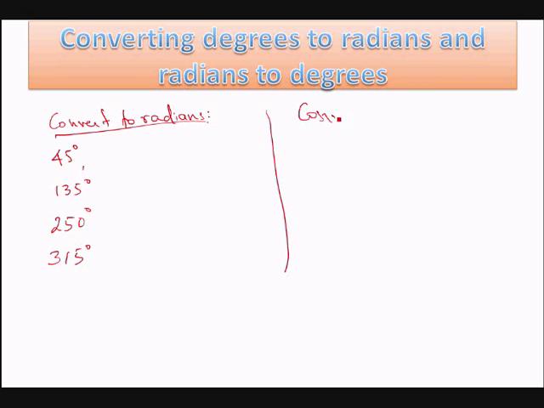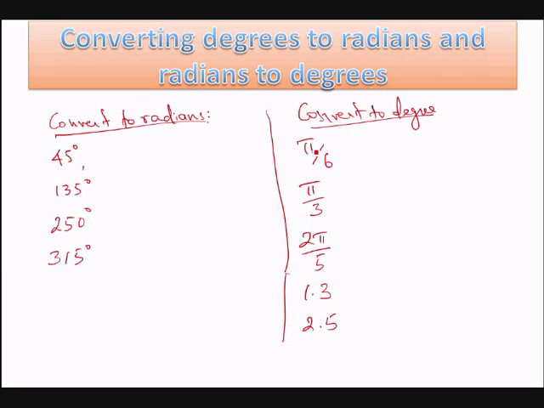Convert to degrees. I'm going to give you radians and you can convert them to degrees. Pi over 6, pi over 3, 2 pi over 5, 1.3, 2.5. As you can see, the radians can be either given in terms of pi, and if you substitute the pi, then the radians will be in terms of decimal numbers. So it is either in terms of pi or in decimal numbers.